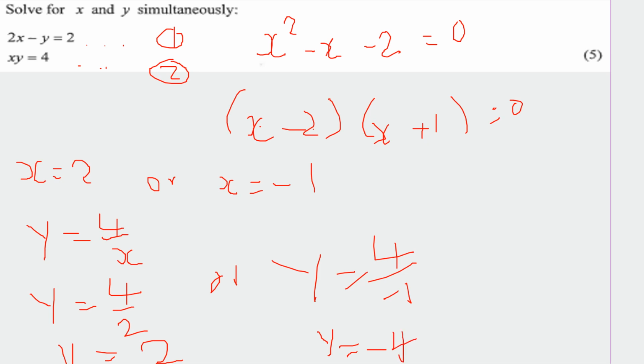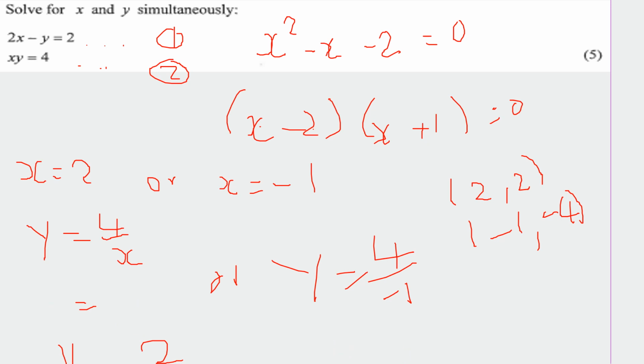So when your value of x is 2, your value of y will be 2. And then when your value of x is minus 1, your value of y will be minus 4. So you can just put it into coordinates like this. When x is 2, y is 2. And then when x is minus 1, y is minus 4. I'm very sorry, I'm not writing in order. Forgive me, I will fix that some other time.